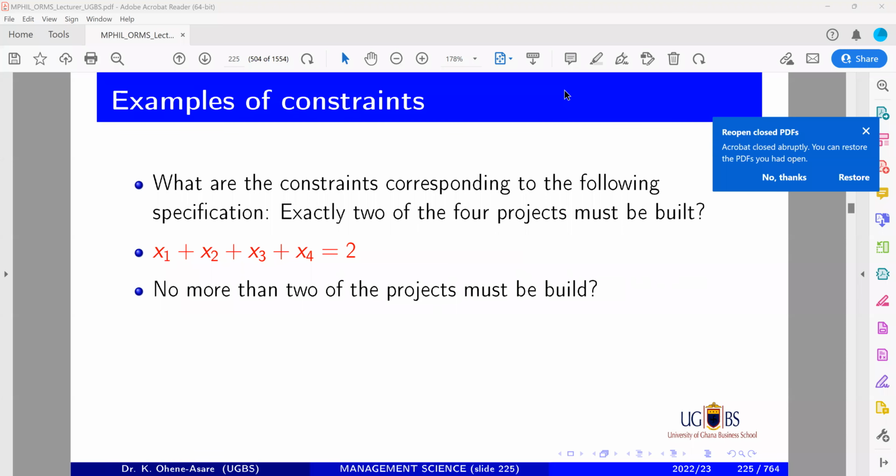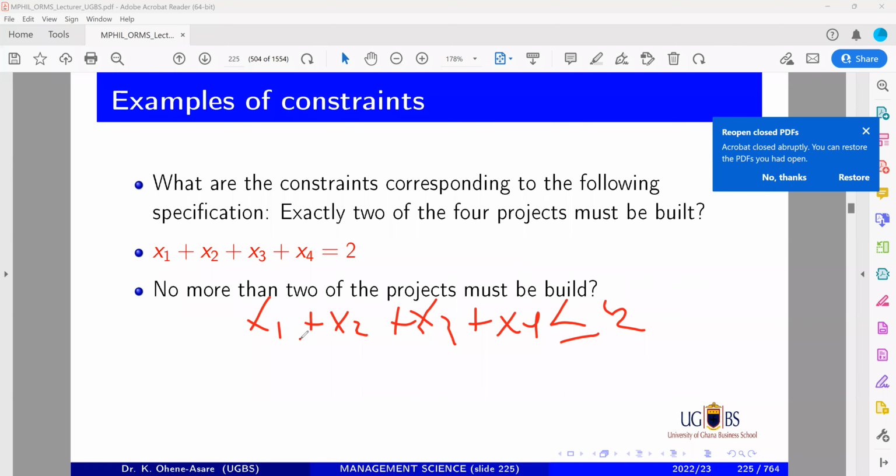There's that phrase must be built, which means that we are looking at an equal to. But at the same time, you're also looking at no more than. So it's either we build 2 or less than 2. So I think the sign would be less than or equal to 2. How will you write it? The representation will be x1 plus x2 plus x3 plus x4 is less than or equal to 2.